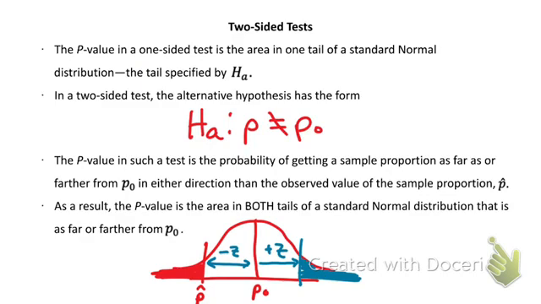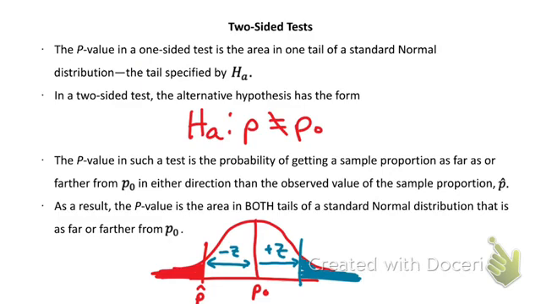Now, does that picture look anything like what you've ever seen in the past? Maybe last unit? Foreshadowing? Possibly. This kind of looks like when we were drawing confidence intervals and we were looking at the middle percentage. This kind of looks like that. So keep that in mind for later.